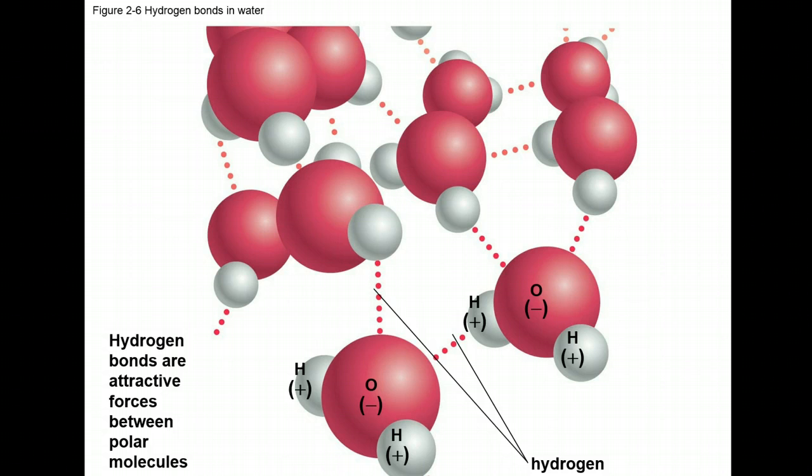We've talked about covalent bonds and ionic bonds. A third type of bond that was mentioned was the hydrogen bond. Hydrogen bonds form when a slightly negative atom in one molecule is attracted to a slightly positive atom in a nearby molecule. Hydrogen bonds are attractive forces between polar molecules.